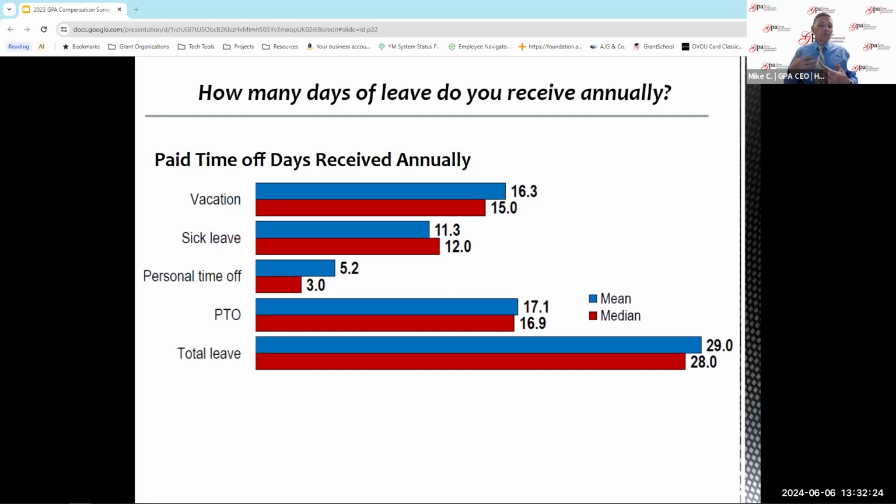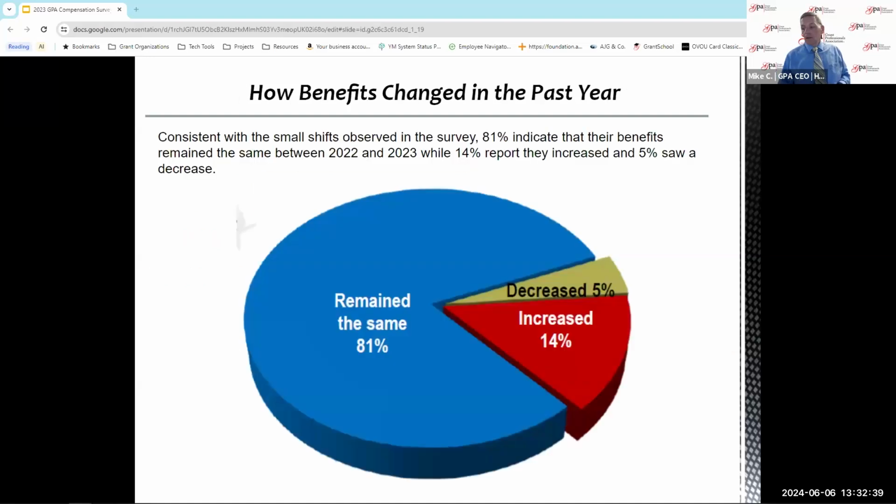In terms of comparison from 2022, PTO, vacation, and sick leave decreased only slightly, while total leave remained unchanged. So not much movement there. So again, you can see how benefits have changed in the past year. Really, not much has changed. 81% say they basically have remained the same. A few have increased their benefits, and a small group said they had a decrease in benefits.